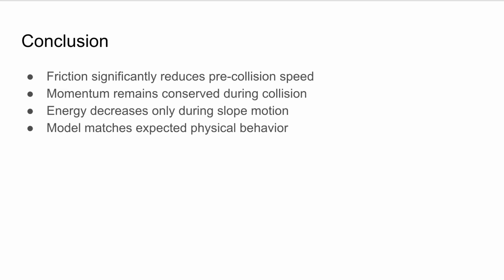To conclude, friction on the slope plays the largest role in reducing cart 2's kinetic energy before impact. The collision itself behaves exactly as predicted by momentum conservation. Overall, the simulation aligns well with the physical expectations.